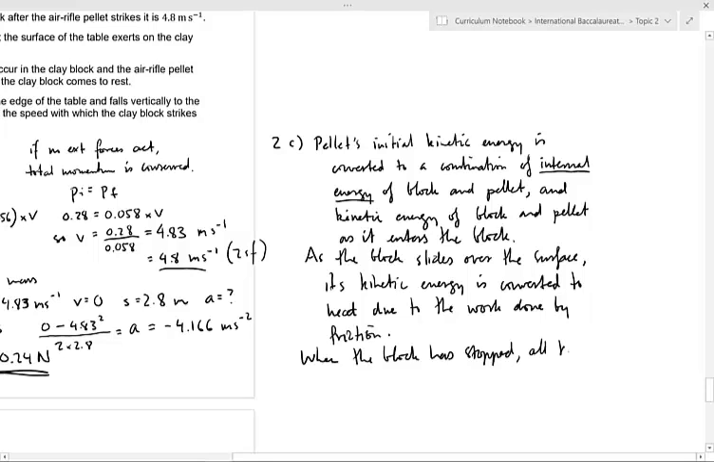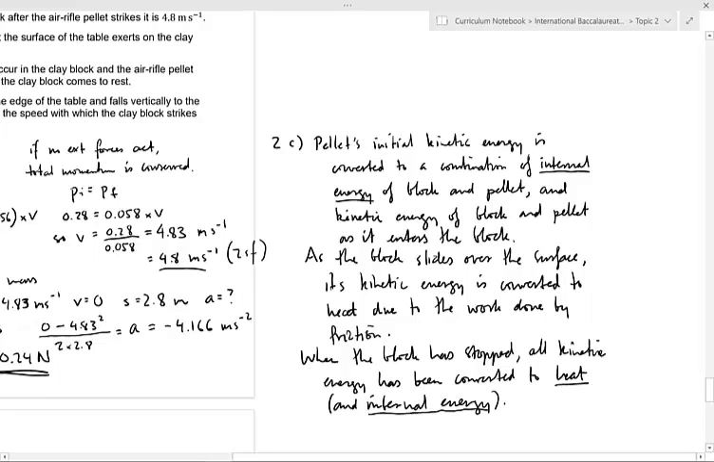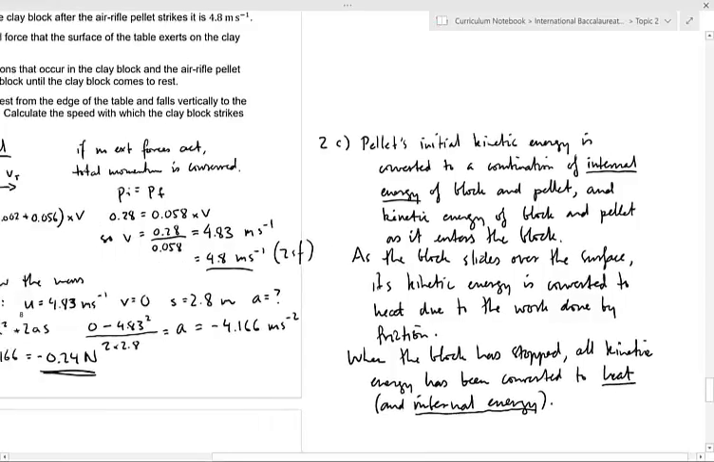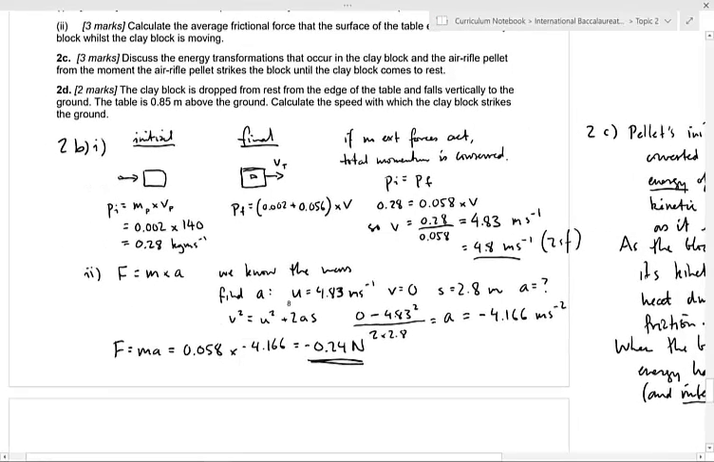all kinetic energy has been converted to heat and internal energy. At this stage, I'm going to give full marks for converting to heat, because we haven't really talked about internal energy yet. You wouldn't lose any marks if you hadn't talked about it in here. Okay, so that's C. Then we have one last question, D.